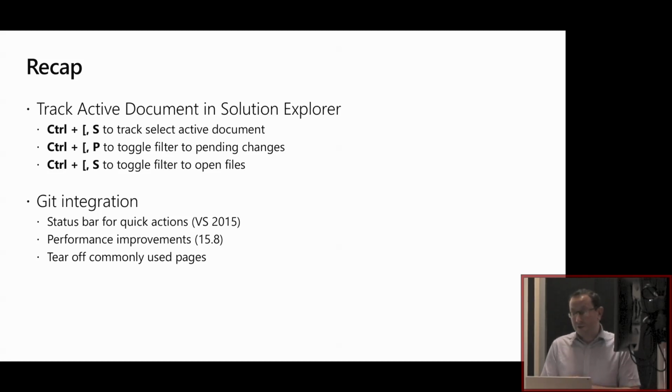We can tear off commonly used pages, and in 15.8 we've also made huge performance changes to the way that Git integration works inside VS. We now no longer do a blocking checkout. We'll check out in the background, and then VS itself will handle those changes better, so it will run less work while things are running until the whole branch is checked out. We're also going to be making changes to most of the source control operations, both command line and inside VS, so VS will react better to those.